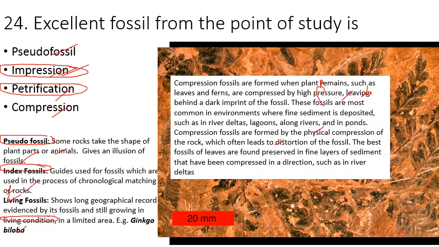The next comes compression. In compression, fossils are formed when plant remains such as leaves and ferns are compressed by high pressure, leaving behind a dark imprint of the fossil. So they are similar to the impressions. These fossils are most common in an environment where fine sediments deposit, such as in river deltas, lagoons along rivers, and in ponds. Compression fossils are formed by physical compression of rocks, which often leads to distortion of the fossil. The best fossils of leaves are found preserved in fine layers of sediments. These have been compressed in directions such as in the river deltas.